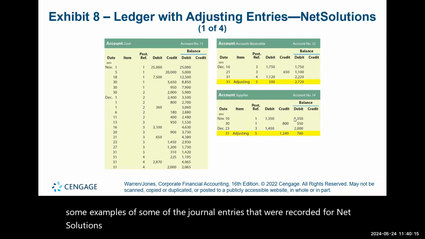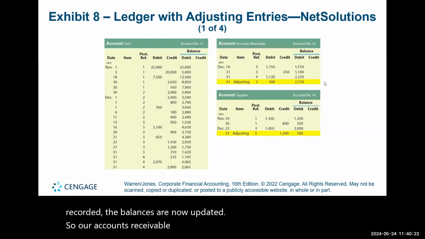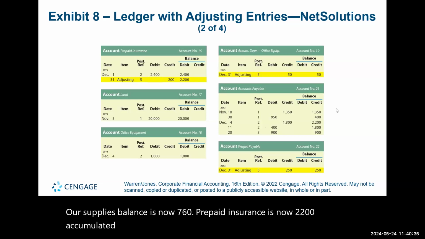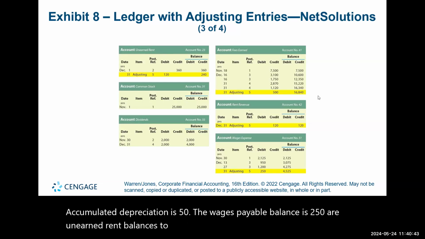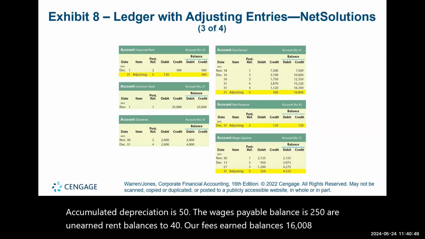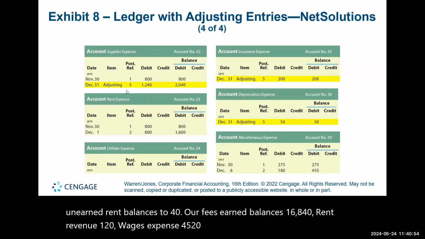And now we see that after all of these journal entries have been recorded, the balances are now updated. So our accounts receivable balance is now $2,720. Our supplies balance is now $760. Prepaid insurance is now $2,200. Accumulated depreciation is $50. The wages payable balance is $250. Our unearned rent balance is $240. Our fees earned balance is $16,840. Rent revenue $120. Wages expense $4,525.